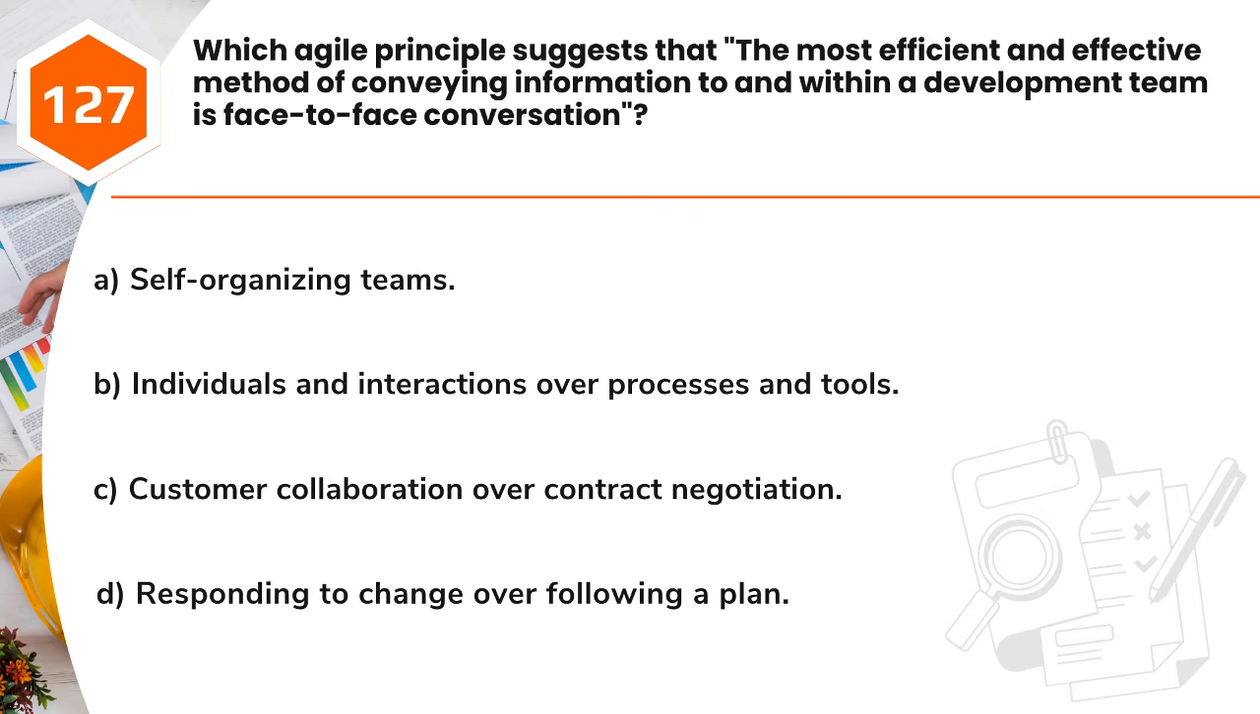Question 127. Which Agile principle suggests that the most efficient and effective method of conveying information to and within a development team is face-to-face conversation? A. Self-organizing teams. B. Individuals and interactions over processes and tools. C. Customer collaboration over contract negotiation. D. Responding to change over following a plan.